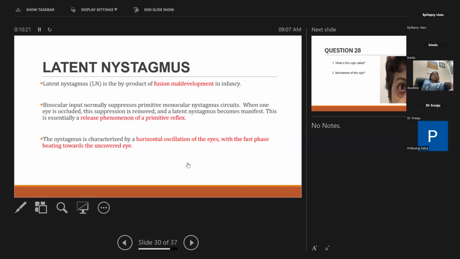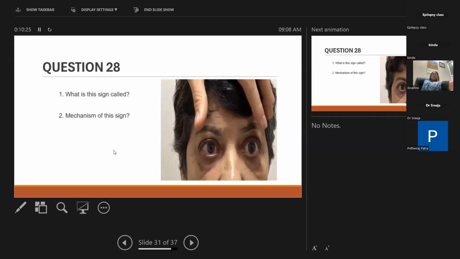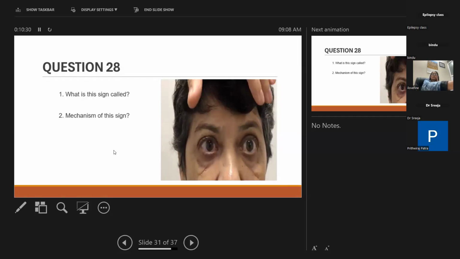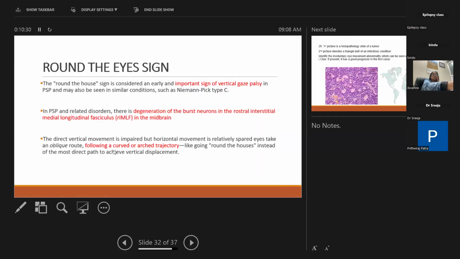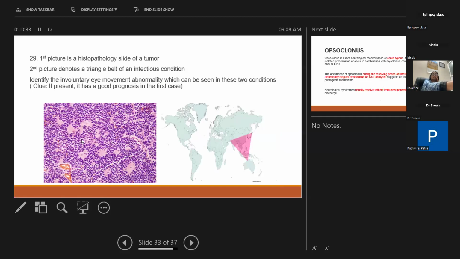Question number 28. What is this sign called and what is the mechanism of this sign? The sign is the round the house sign. Picture one, histopathology of tumor. The first one is a small blue round cell tumor, which is seen in neuroblastoma. The second image is the Tsutsugamushi triangle, which covers from Russia to Pakistan and Australia. Predominantly scrub typhus cases are reported here.